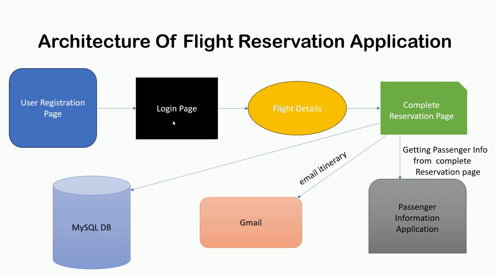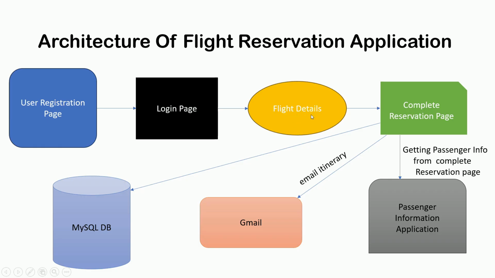And the next one is the login page. At the login page, users authenticate themselves using the credentials they registered with. Upon successful login, the user is redirected to the flight details page. After being authenticated on the login page with the credentials, which are username and password, it will get redirected to the flight details page.